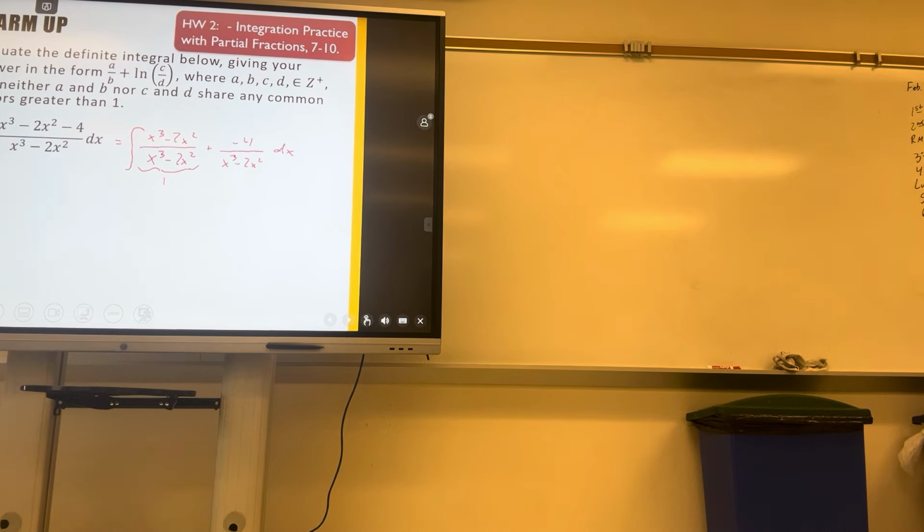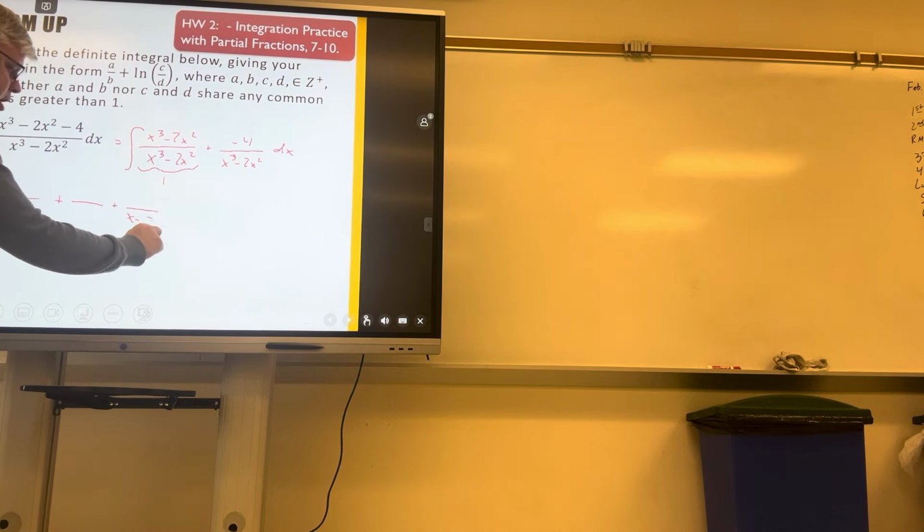x cubed minus 2x squared factors into x squared times x minus 2, right? So do you see what's going on here? What's the significance of x squared? Right, it's like x is a factor twice, right? So that's going to cause 2 partial fractions just for that, right? And then a third one for x minus 2.